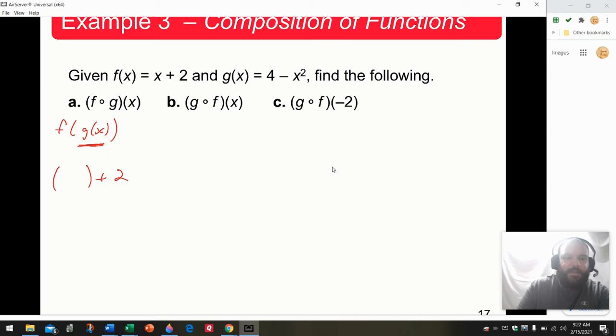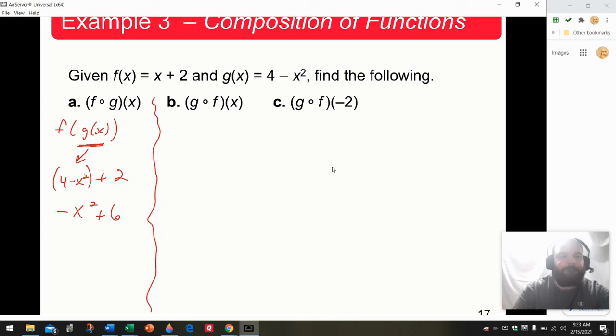So it was x plus 2. Now I'm going to substitute g of x inside that set of parentheses, which in this case is going to be 4 minus x squared. So now the initial setup of the problem is done. That's usually the hardest part for students. The next part is just to combine your like terms and simplify everything as far as you can go. In this case, the parentheses really aren't doing anything. So we would write negative x squared, and then we have a 4 and a 2, which turns into 6. So our final answer there is negative x squared plus 6.